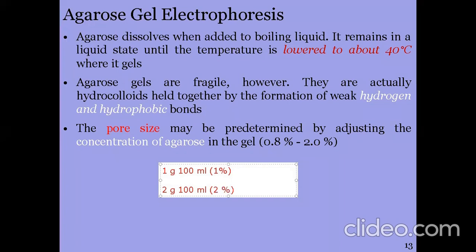So what will be the difference between the two? If this is 2%, the pore size will be small because there will be more agarose in there, and the sieving will be smaller. The pore size will be smaller because there is more concentration of agarose. And in the other, the molecules can move freely because the pore size will be larger.